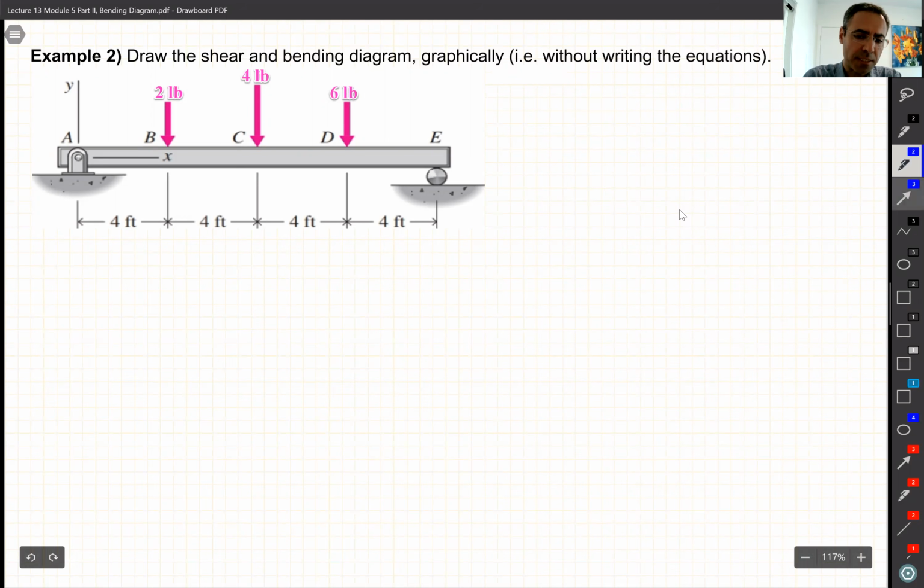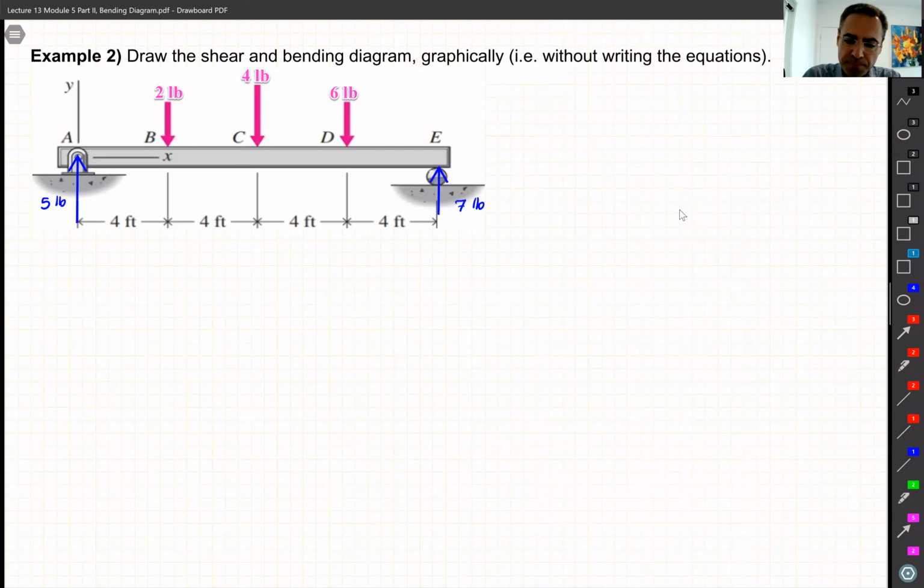So again, the first step, we have to find the reactions. That's easy, we can do that. We have reaction A and B, we use the equations that we learned before, and we find them. I did it before, it's going to be 5 pounds here, and 7 pounds there. I believe this part is easy and all of you can do it.